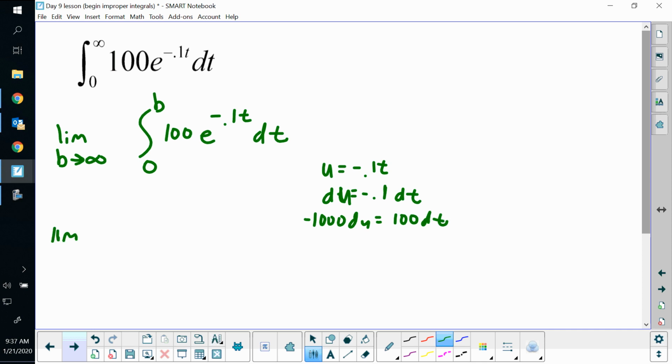So if we rewrite, we got limit as b approaches infinity. We've got that negative 1,000 out front now. We've got our integral, and we'll adjust the bounds in a second. And we now have e to the u du. And again, we could have pulled the 100 out front and then just multiplied in our u on du by a negative 10, and that would have done the same thing. So our bounds now, if we sub 0 in for t in our u, we get back 0 again. But if we sub in b, we get negative 0.1 b. Okay, and that's just redefining our bounds in terms of u's.